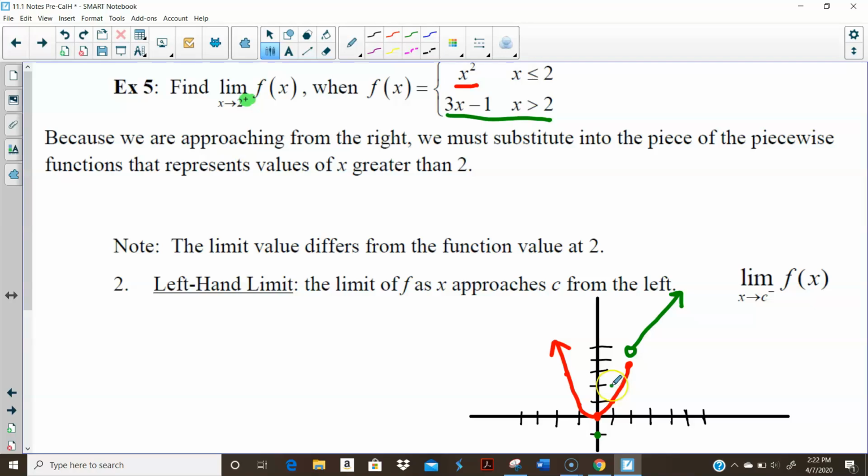So I did rise over run again, rise 1, 2, 3, and run 1. Notice it's not including 2, so I did an open circle, and I drew this piece of the graph. Now the question is asking us, what is the limit as x approaches 2 from the right? So this is the right-hand side of the graph.